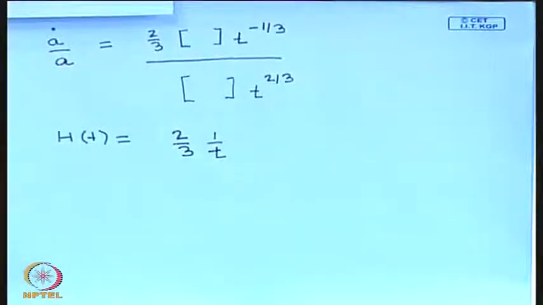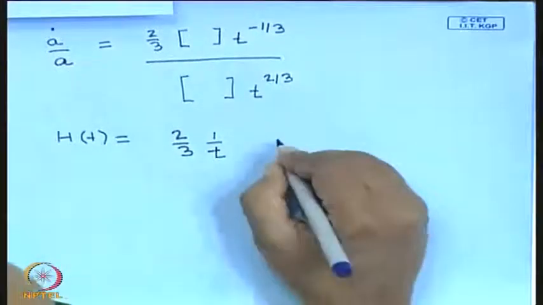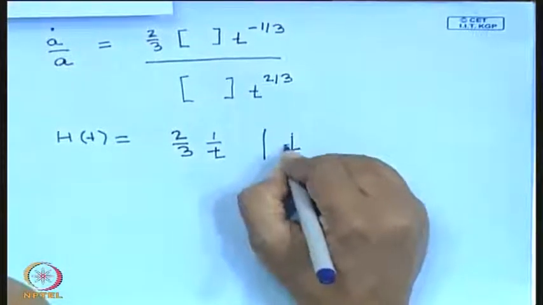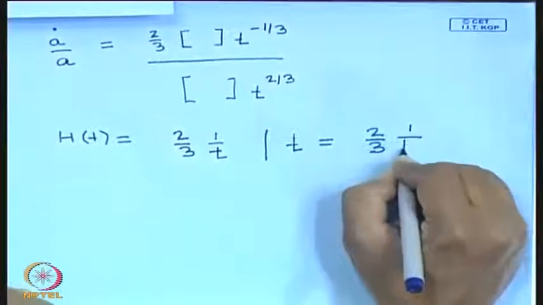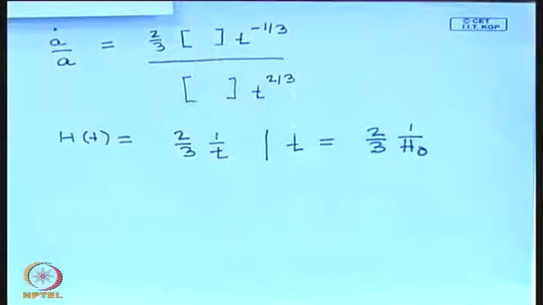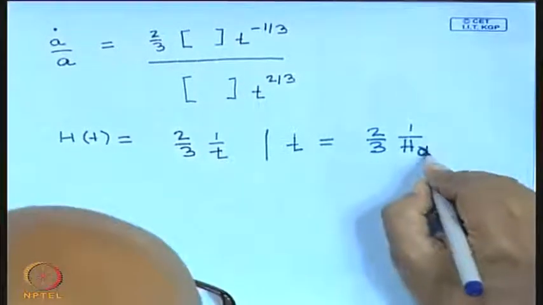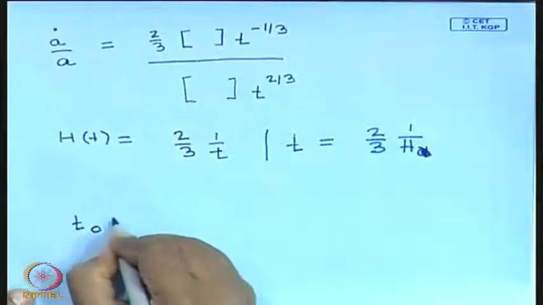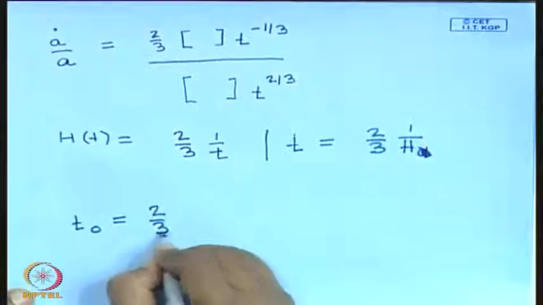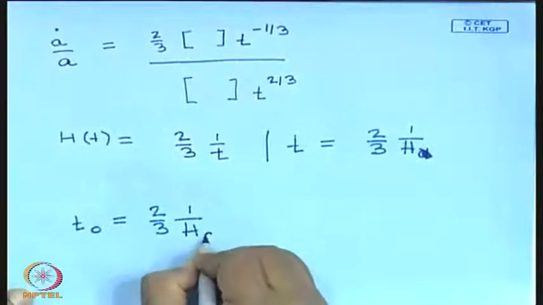Or at any instant of time, the age of the universe, so let us say the present age, is equal to 2/3 of the Hubble time. So the present age of the universe is 2/3 of the inverse of the present value of the Hubble parameter.